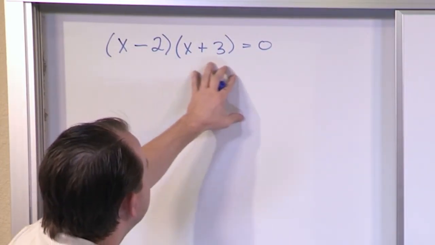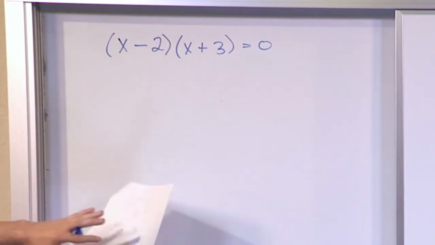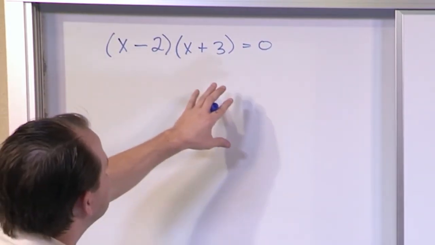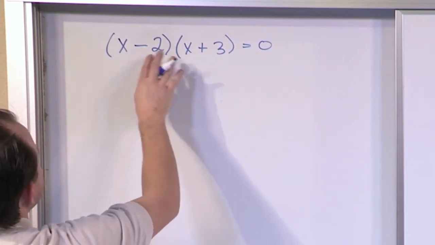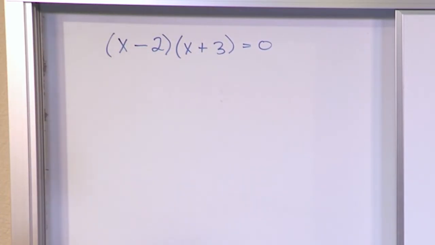Now we could do FOIL here, but then we're just going to have a large mess, and I'm not going to know how to isolate x by itself because if I do FOIL, I'm going to have x squared, and then I'm going to have something times x, and then I'm going to have a bunch of stuff where I can't isolate x easily.